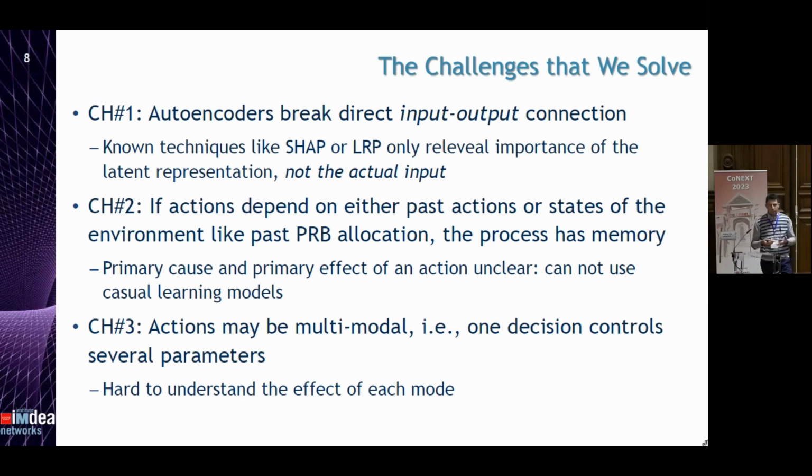The challenge too was that, given that this agent takes into account past physical resource block allocation, we end up having a process that has memory in it. So models like causal learning were not really helpful here, because we could not understand which is the main cause-effect in the system. And also, we term these multimodal actions, where a single action has an effect on several parameters in the network, so it's hard to understand the single effect of each mode of the action.